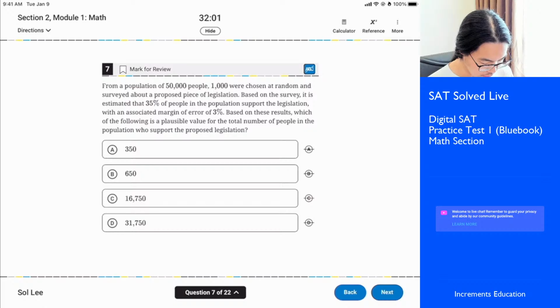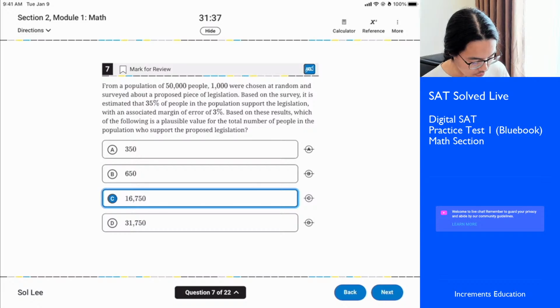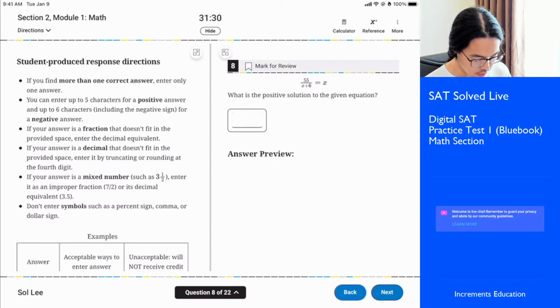A population of 50K, 1K, so 1 out of 50, were randomly surveyed about a piece of legislation. 35% of this random group support the legislation, with a margin of error of 3%. So 35% out of 100,000 would be 35,000. So this is half of 35,000. Yep. Okay, I'm doing all of this so far with mental math because I don't feel too overwhelmed yet.